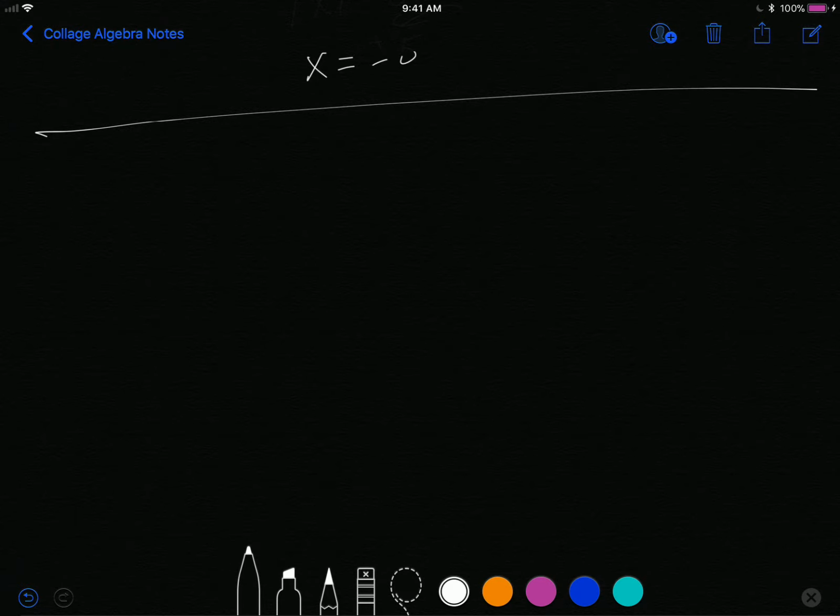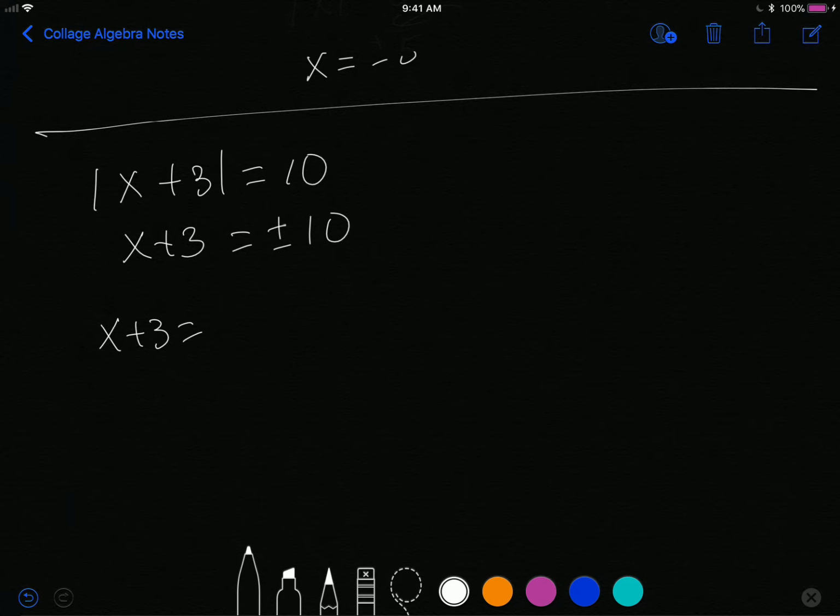So let's say I have the absolute value of x plus 3 equals 10, and I'm trying to solve this equation right here. I want to get rid of those absolute values. So I remove them, and that leaves me with x plus 3, and I introduce a plus or minus on the other side. And so what that tells me is that I have two equations to solve. The first equation is that x plus 3 is 10, and the second equation is that x plus 3 equals negative 10. Both of those are one-step problems.